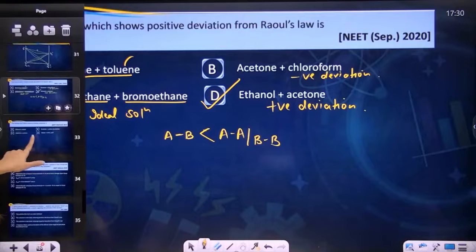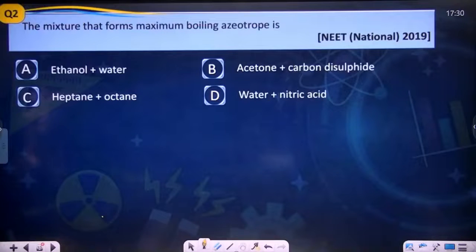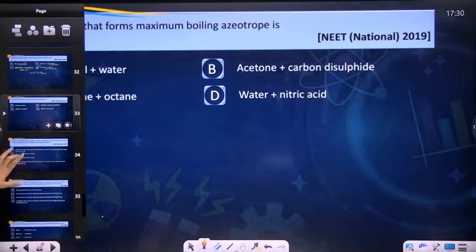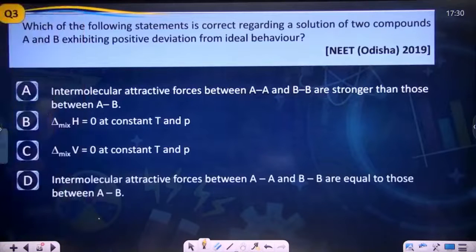Let's talk about the other question. You have the next question. The mixture that forms maximum boiling. Okay, we haven't done azeotropes yet, so we'll do the azeotropes question later. Just leave this question and you will do this question now.